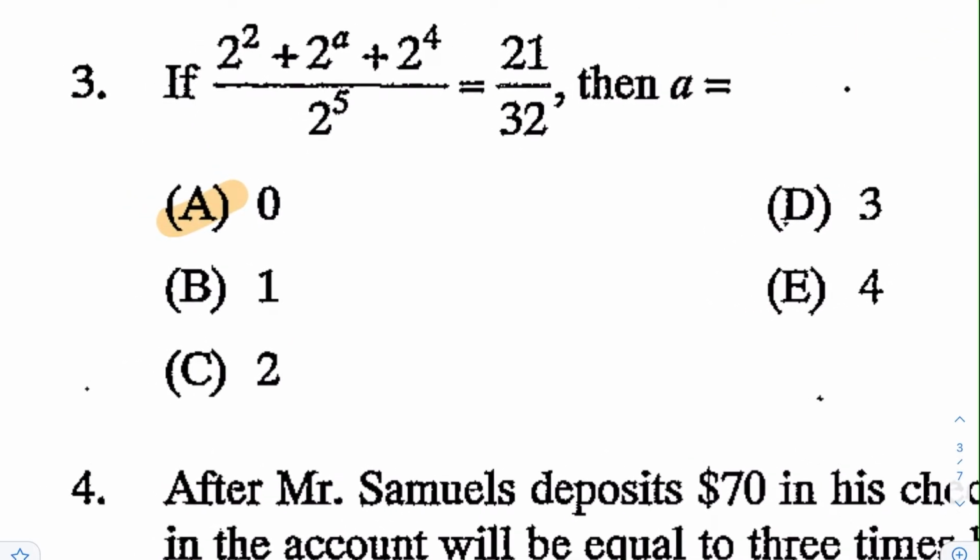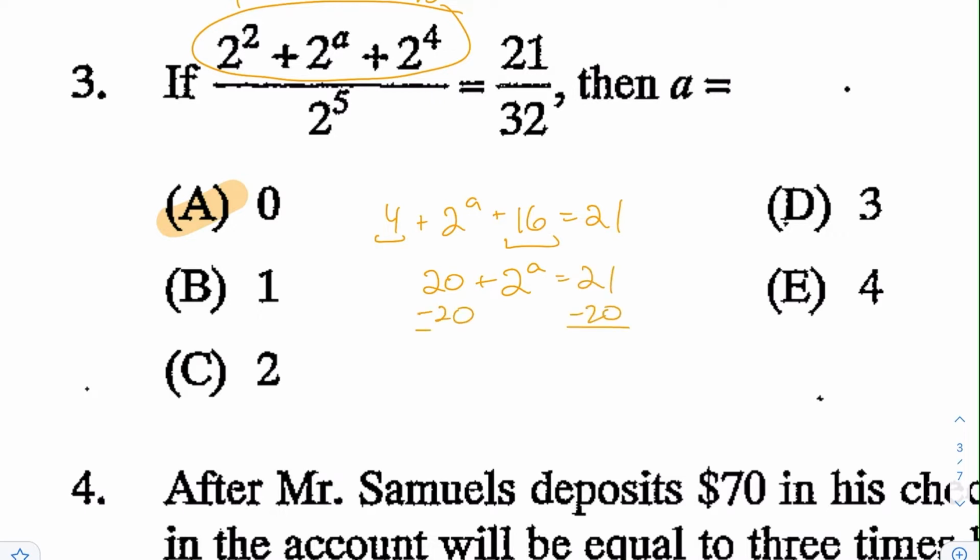Next, for question number 3, if 2 squared plus 2 to the a power plus 2 to the 4th, divided by 2 to the 5th, is 21/32, then a is equal to. So here in the numerator, you know that 2 squared is equal to 4, and 2 to the 4th is equal to 16. So that means that 4 plus 2 to the a plus 16 is equal to 21. So from here, if you add the 4 and the 16, that's 20 plus 2 raised to the a power is equal to 21. Subtract 20 on both sides.